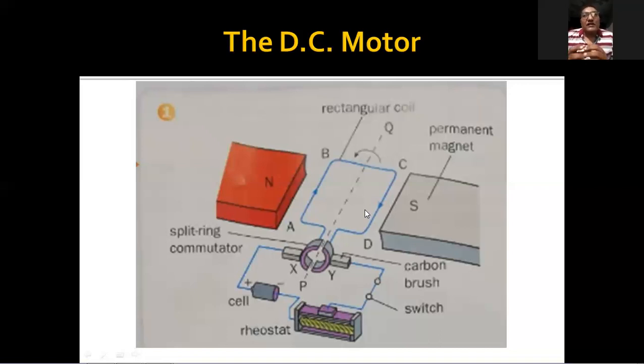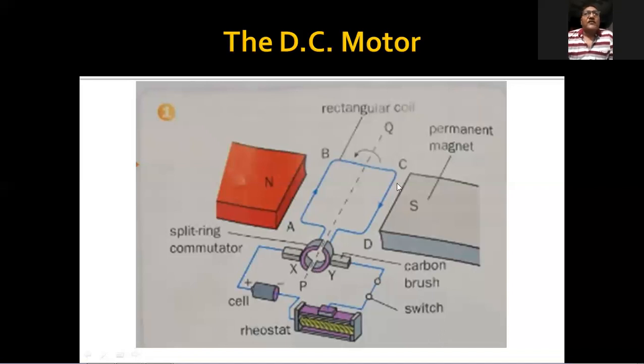To make the coil rotate continuously, it is important that when the coil becomes vertical, the direction of the force acting on the CD side should reverse. When the coil moves beyond the vertical position, the force on the CD should become downward, and the force on the AB should become upward. So how will you achieve this? For that purpose, we have this split ring commutator.